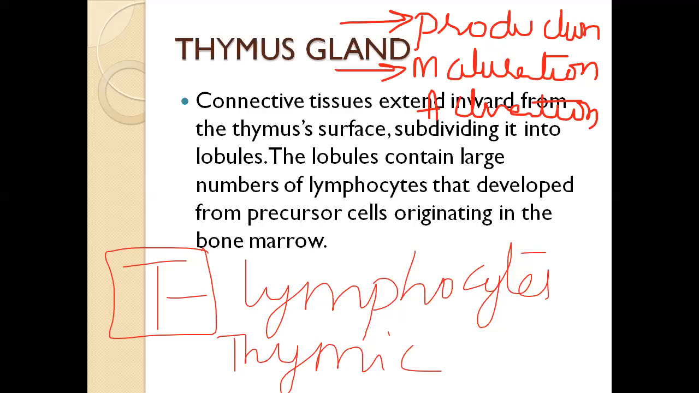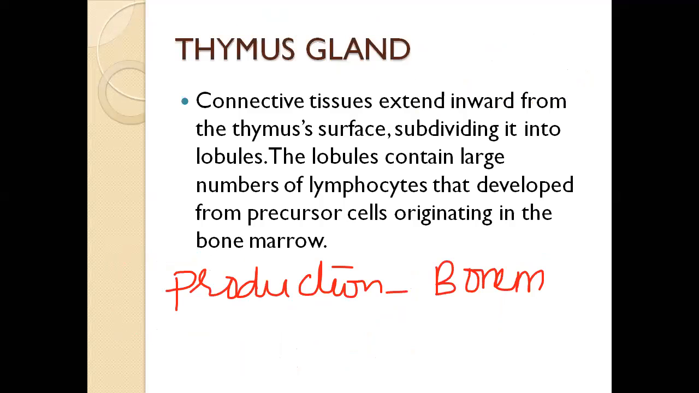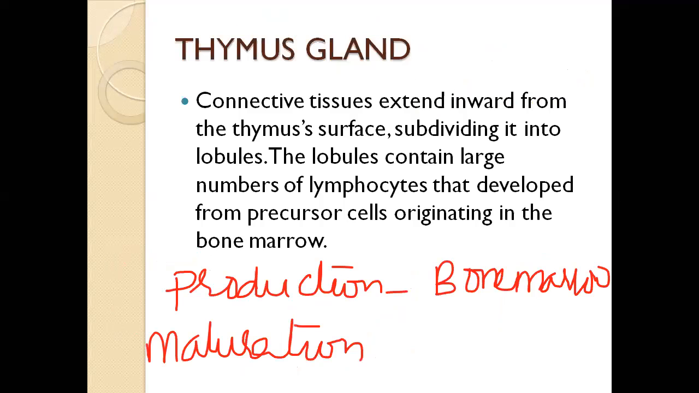When we talk about T lymphocytes, production of the T lymphocytes occurs in the bone marrow. Whether B or T, production is in the bone marrow. The second stage is maturation. Maturation of the T lymphocyte, I am now talking about the T lymphocyte, occurs in the thymus.